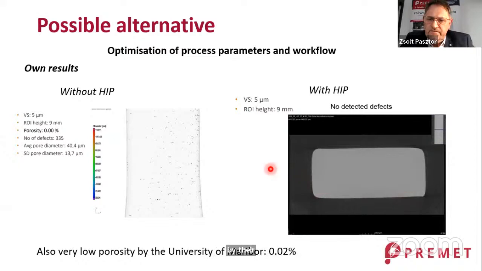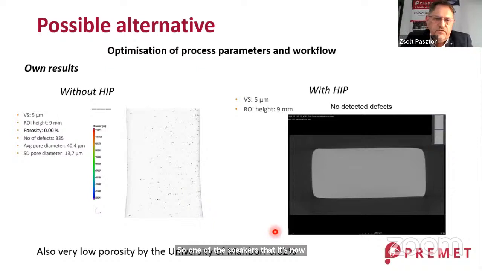So by these figures and results, it can be seen that similar or even lower porosity can be achieved by process optimization and workflow optimization as by HIP treatment. Well, also a very low porosity was achieved by the University of Maribor. So one of the speakers, Snehashish Pal, is from that university.